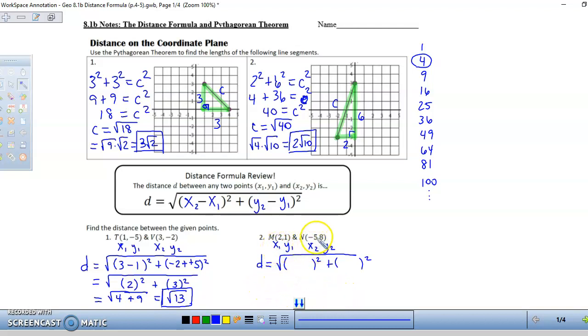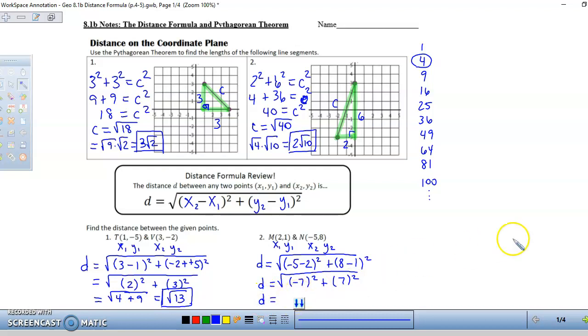Okay, welcome back. Here you have negative 5 minus 2, and then y2 is 8 minus the 1, which is y1. Okay, the next step in the process is simplifying in the parentheses. Negative 5 minus 2 is negative 7 squared. And then 8 minus 1 is 7 squared.